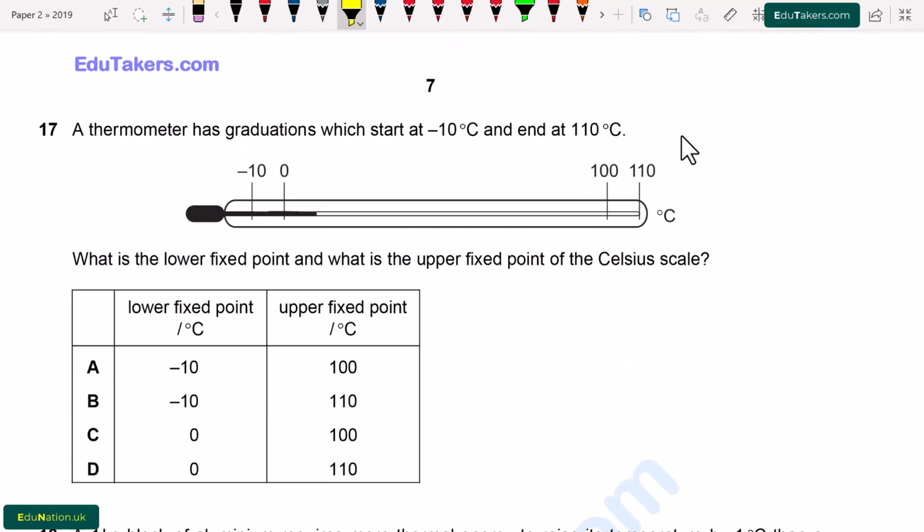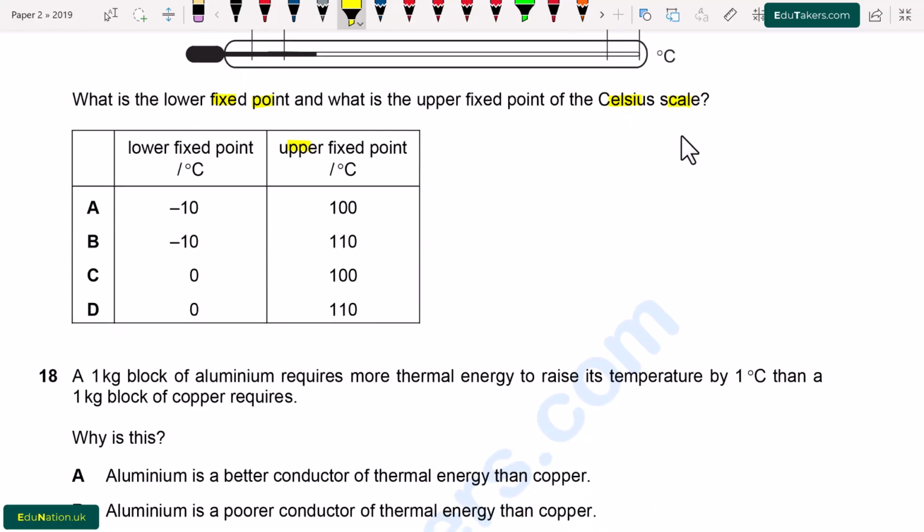Question number 17. A thermometer has graduations which start at -10 degrees C and end at 110 degrees C. What is the lower fixed point and what is the upper fixed point of the Celsius scale? Lower fixed point and upper fixed point values are given. Option A, -10 and 100, B, -10 and 110, C, 0 and 100, D, 0 and 110. So the value of the lower and upper fixed points for the Celsius scale is 0 and 100 degrees C. So option C is correct.